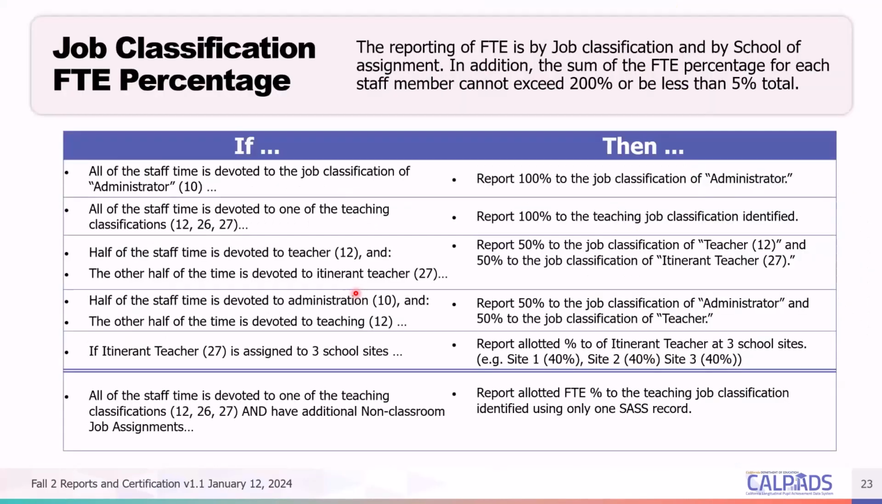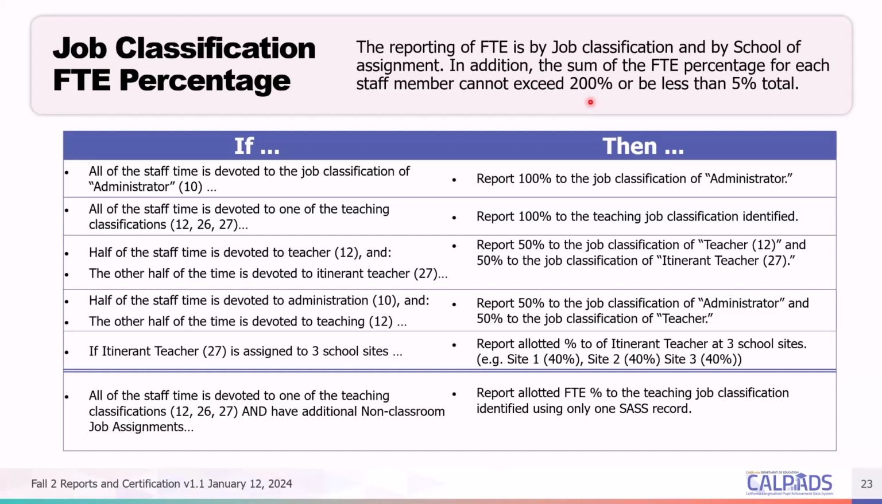Okay? So we always have questions on the job classification FTE reporting, but it all boils down to actually three. So the FTE first: the FTE of a staff member cannot exceed 200% or be less than 5% total. So you see how you could report a 200% FTE, because sometimes there are staff members who may have multiple roles, right? And may be assigned in multiple sites.